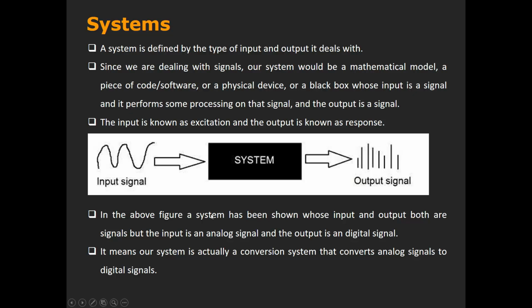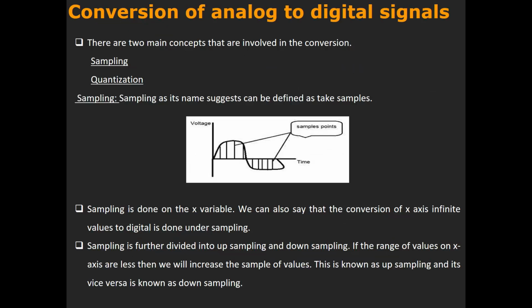In the above figure, a system has been shown whose input and output both are signals, but the input is an analog signal and the output is a digital signal which is only defined at a set of values. It means our system is actually a conversion system that converts an analog signal to a digital signal, as you already studied about A to D converters. So, conversion of analog to digital signals. How? There are two main concepts involved in the conversion. First one is sampling. Second one is known as quantization.